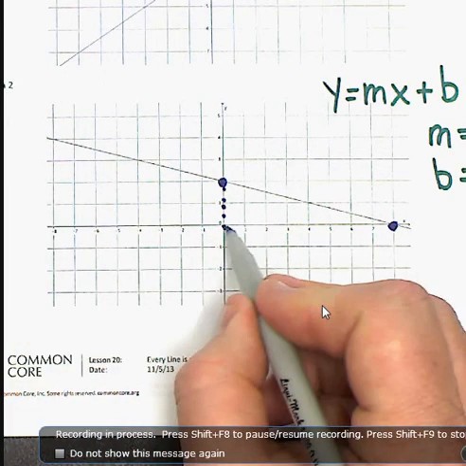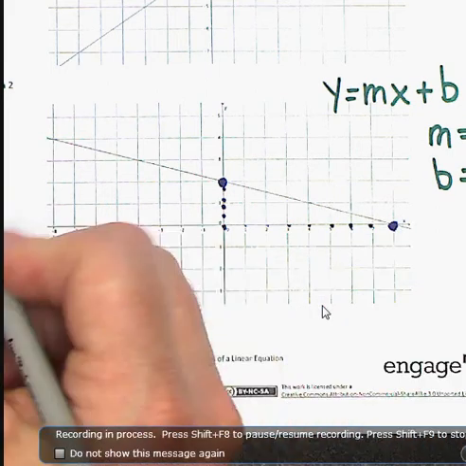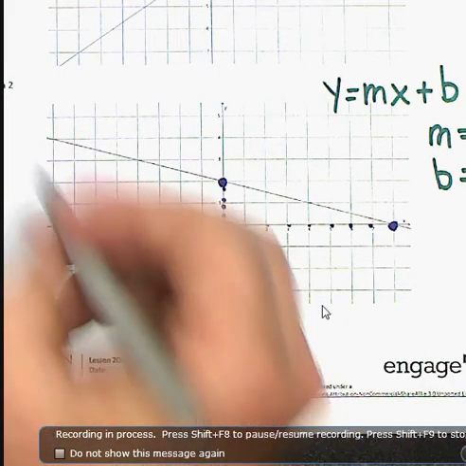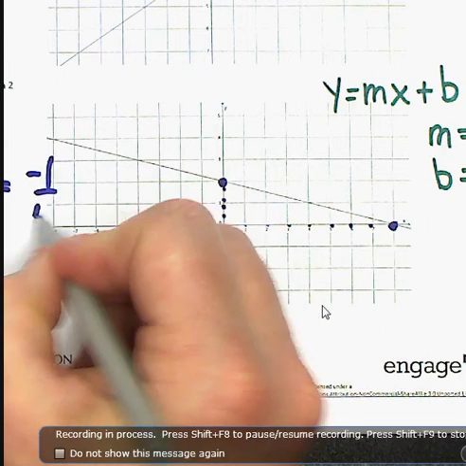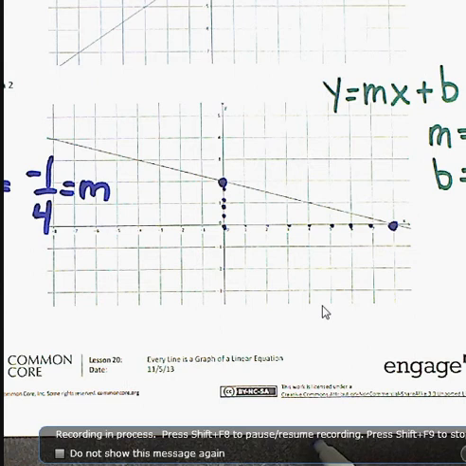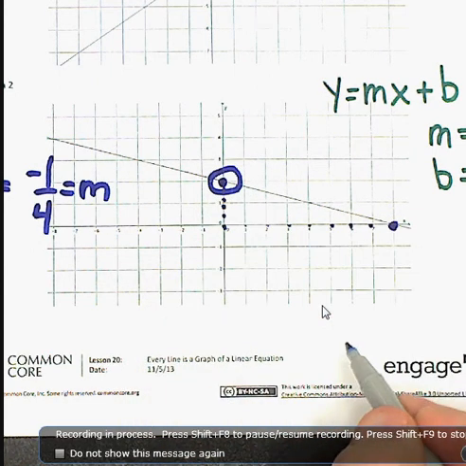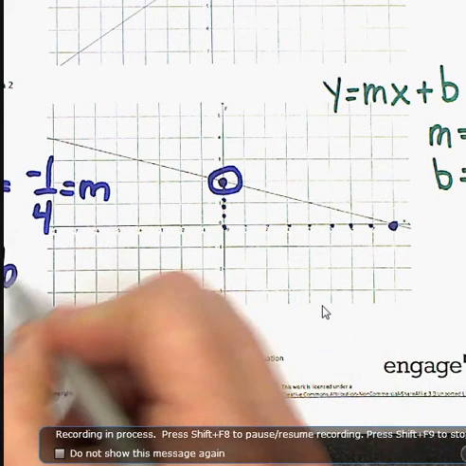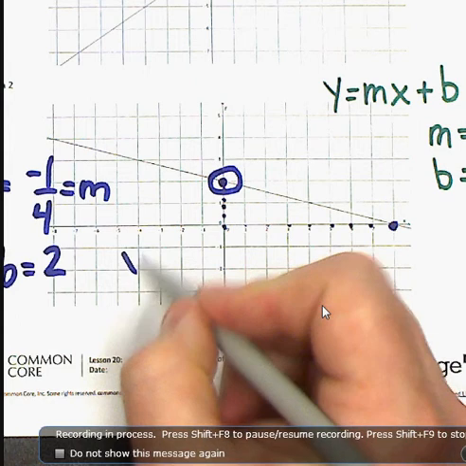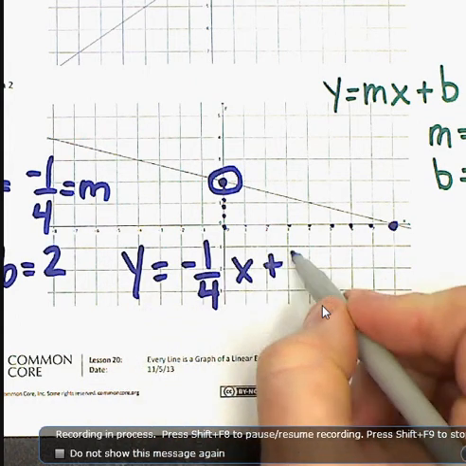And how far do I go over? 1, 2, 3, 4, 5, 6, 7, 8. So if I reduce that, I get negative 1/4. That's my slope. All right, what's the y-intercept? The y-intercept is right here, which is what value? Guys, the y-intercept is 2. Good. So put them together. Y equals negative 1/4 x plus 2.